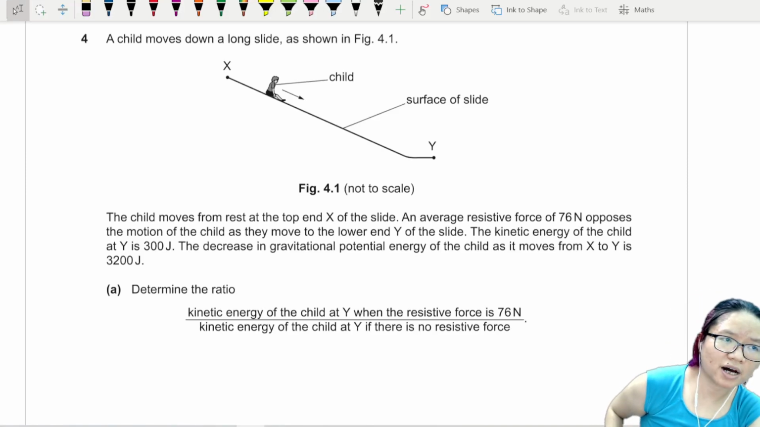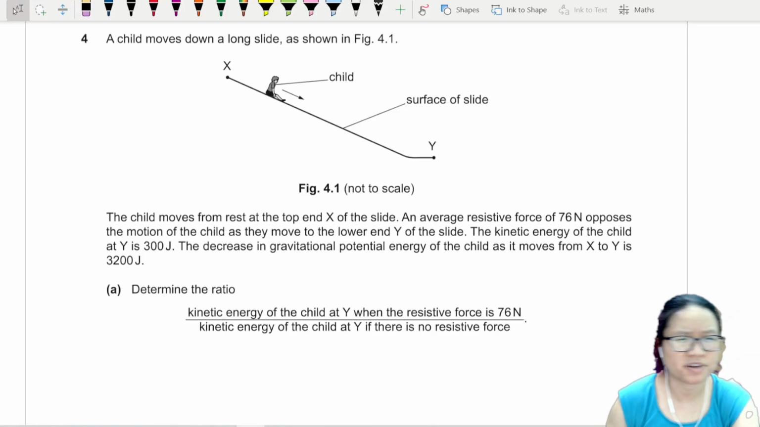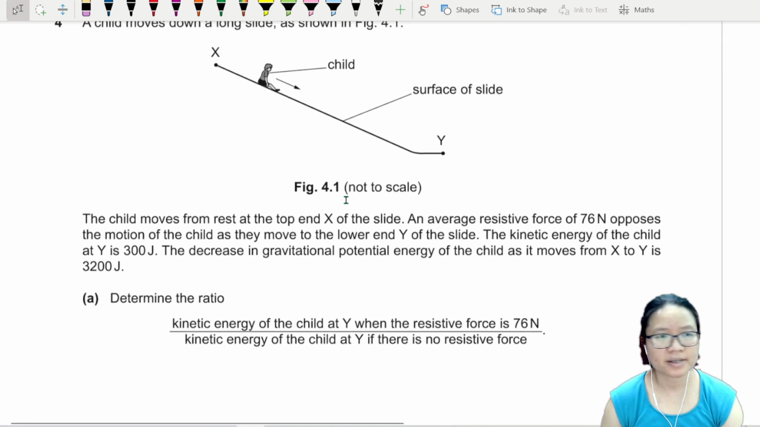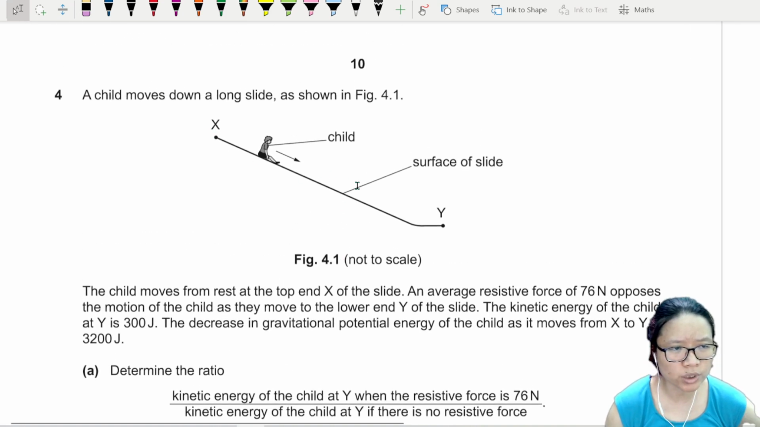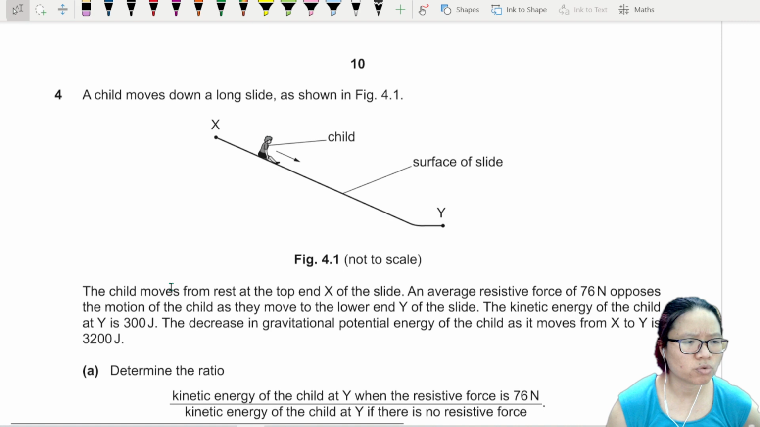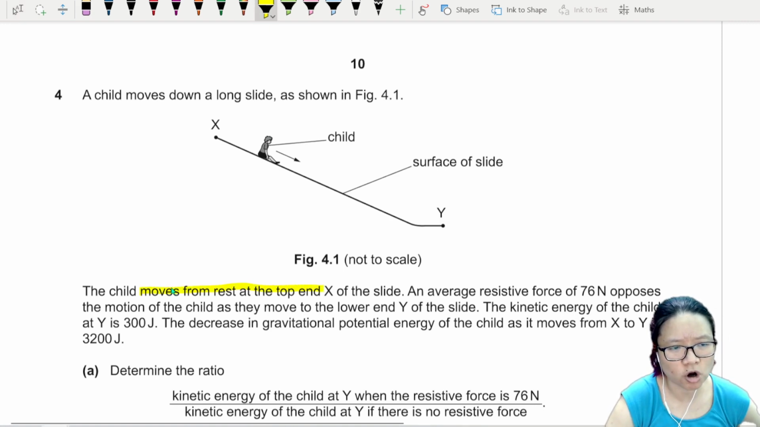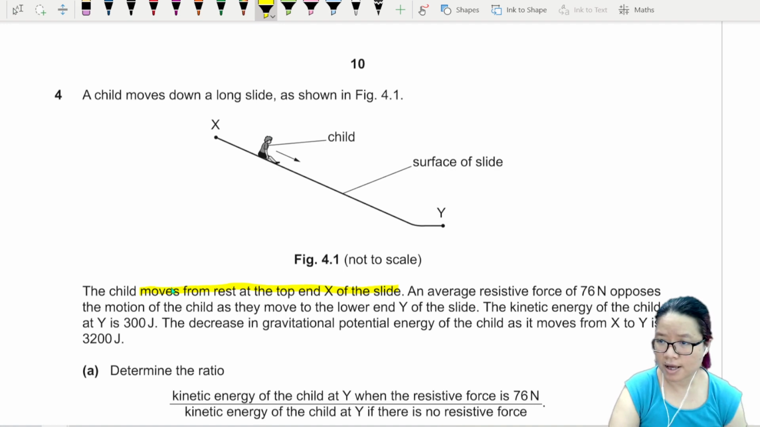A child moved down a long slide as shown in figure 4.1. So our boy here is going to whee. This kid moves from rest at the top end of the slide, and we have resistive forces, 76 Newton, opposing the motion of the child as they move to the lower end of the slide.